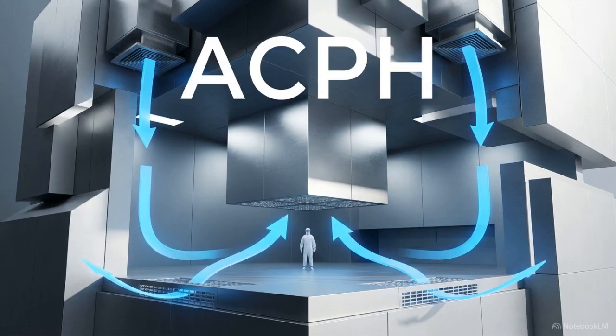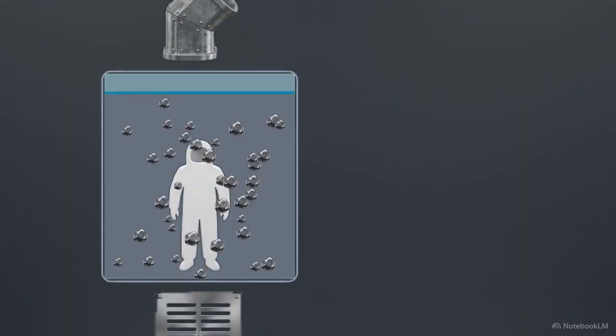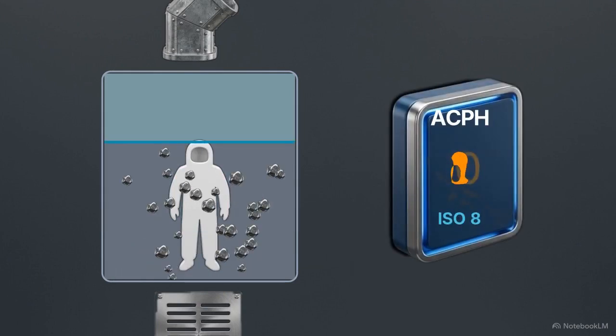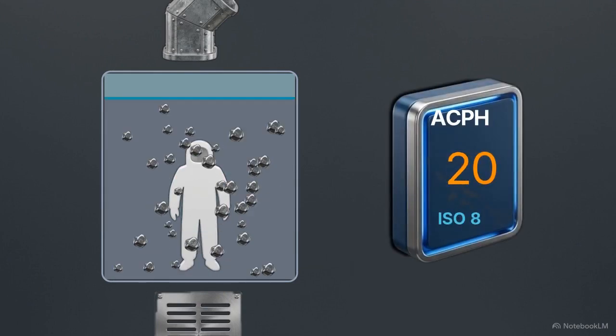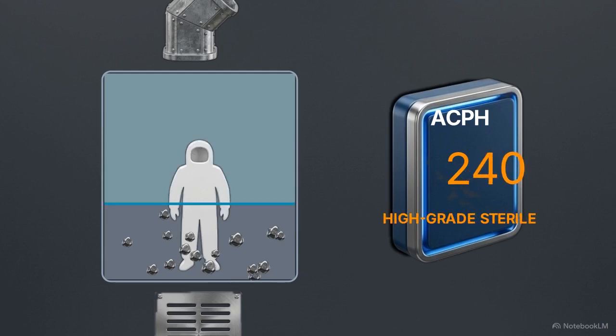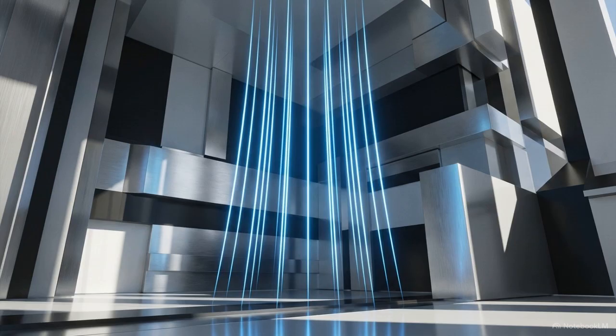Engineers measure this cycle using a metric called ACPH, air changes per hour. We aren't circulating air. The entire room volume is being displaced. According to the FDA's Aseptic Guide, an ISO 8 cleanroom requires 20 air changes per hour. For high-grade sterile manufacturing, that rate hits 240 replacements per hour. At those speeds, the room functions as a high-velocity air engine.